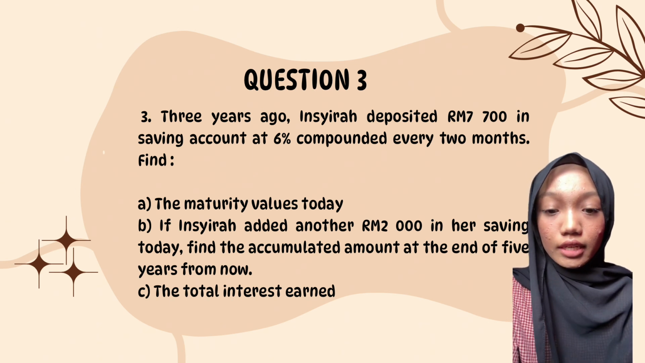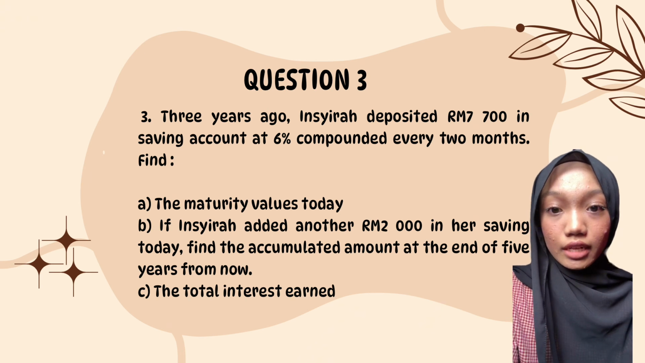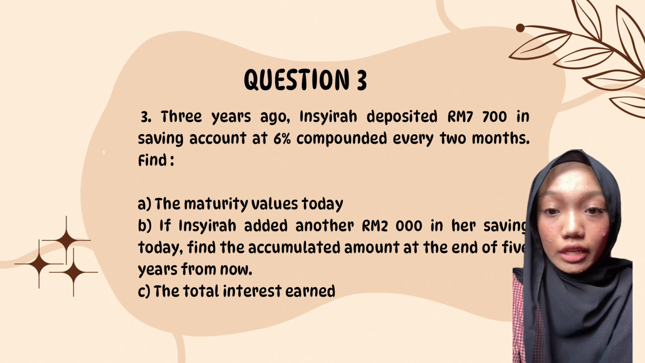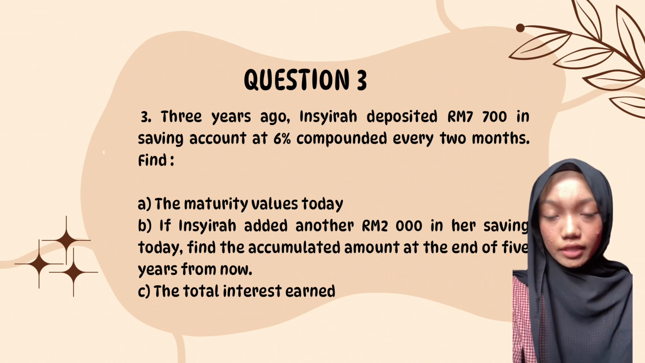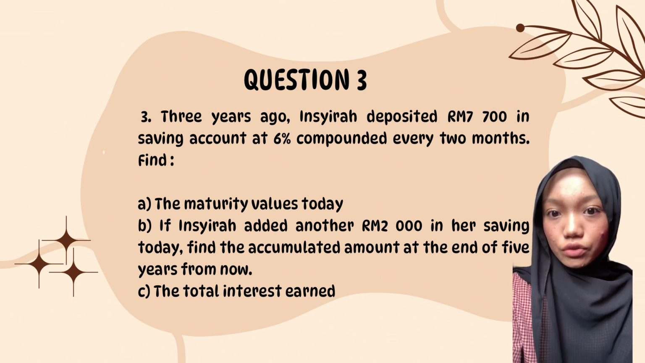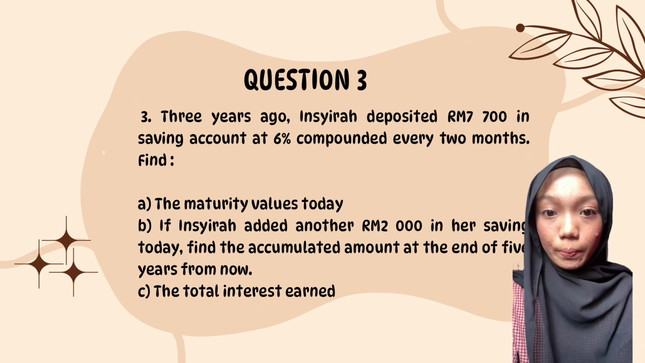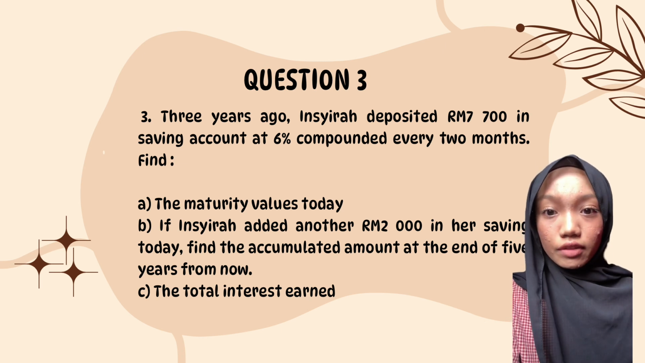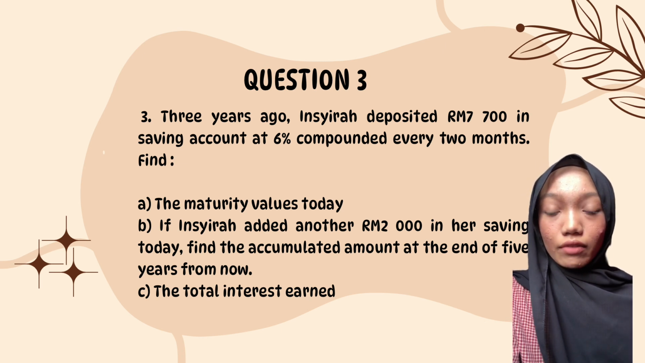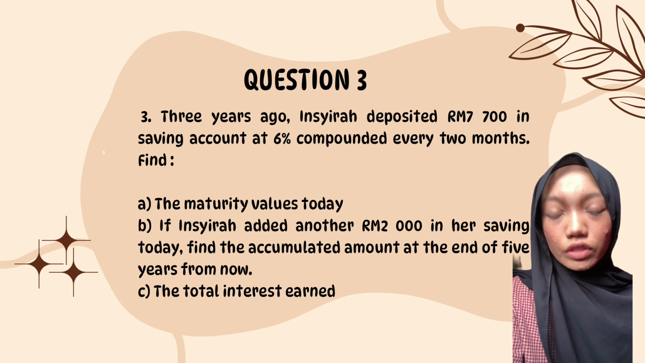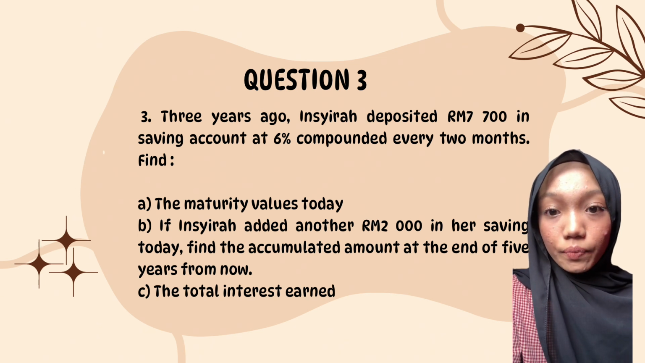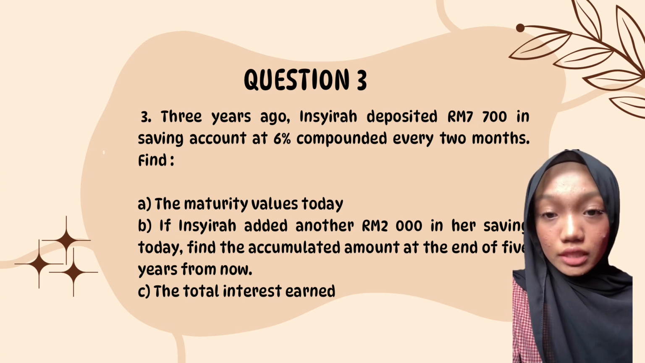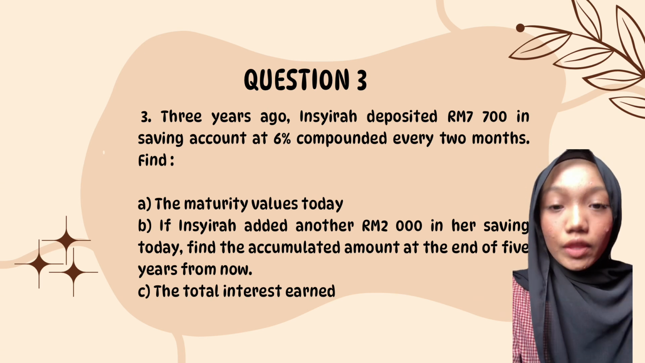So first, the problem statement is 3 years ago, Inshira deposited 7,700 into a savings account with 6% annual interest compounded every 2 months. And then for the objective, calculate the maturity value after 3 years of the initial 7,700 deposit. And then for the second one, you have to calculate the future value after another 5 years if 2,000 is added today. And then determine the total interest earned over the 8-year period.